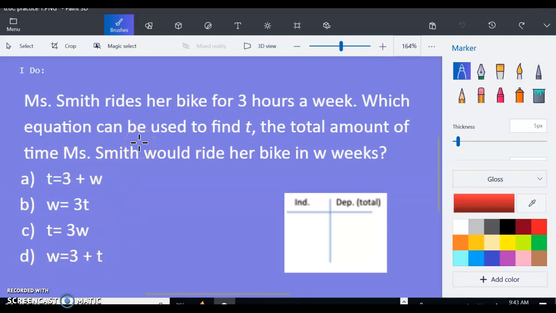Alright, so let's take a look at our question. Let's annotate our question with cubes. Let's find out our important information, what we need to know in order to solve this problem.